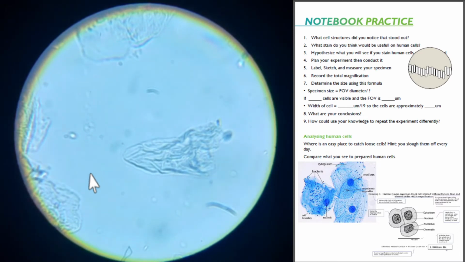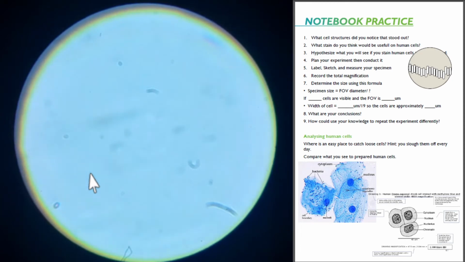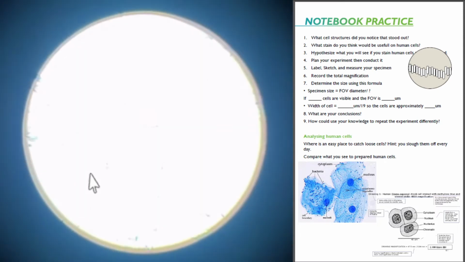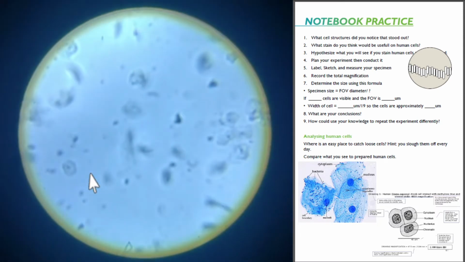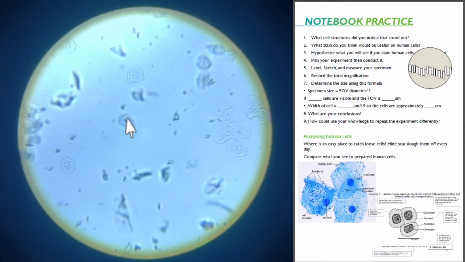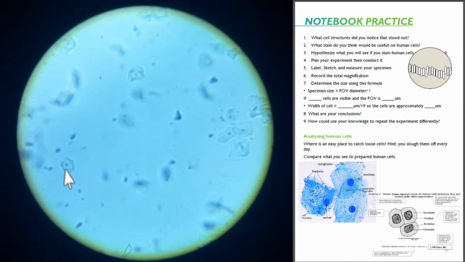Alright, so I'm looking through the 40x objective. I've got my 10x ocular, so I'm at 400 times magnification. I'll look around. I'm actually going to come back to my 100 times magnification. There we go. Oh, look at that. A couple of decent cells. There's a pretty nice looking cell right there. Nice looking cell right there. See it?